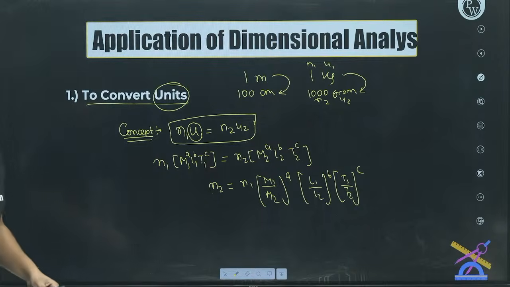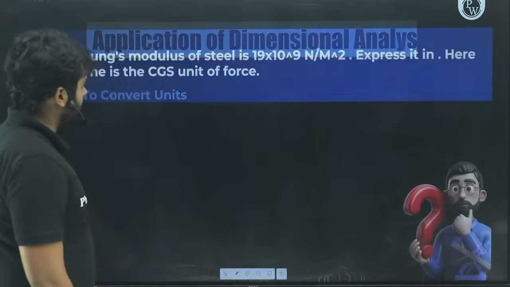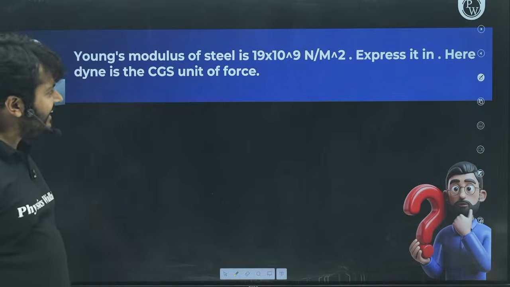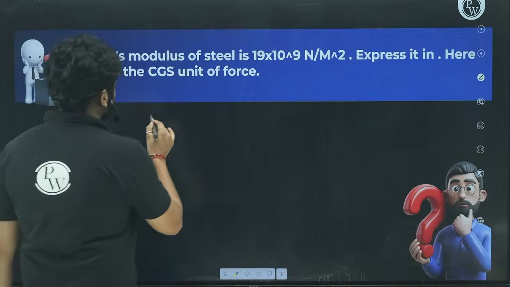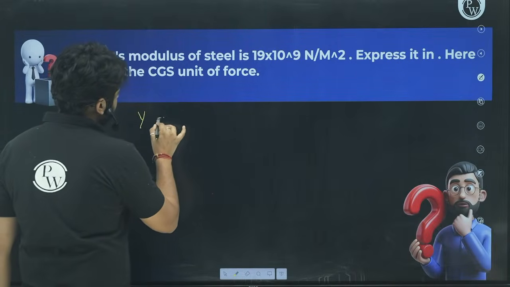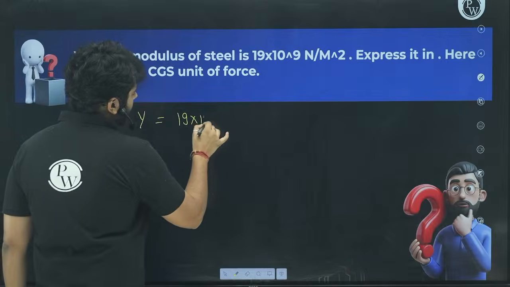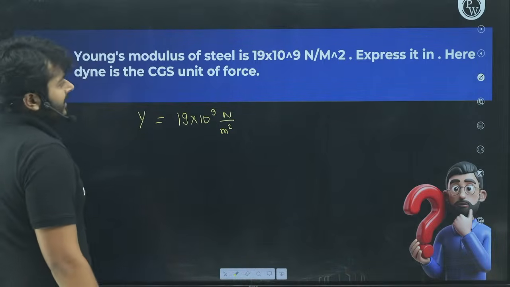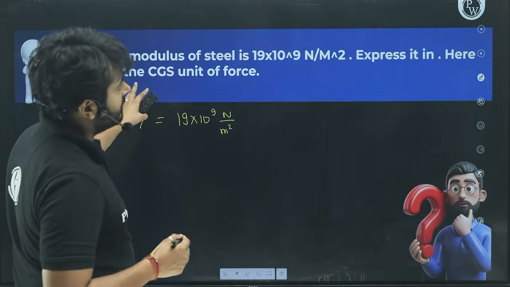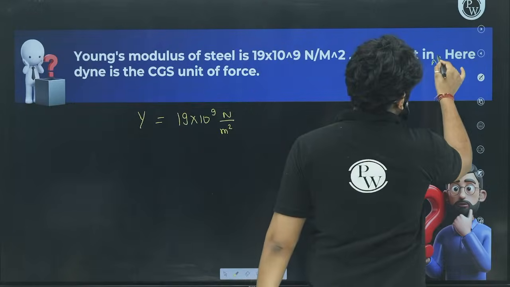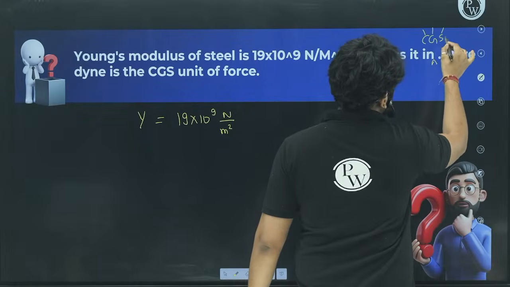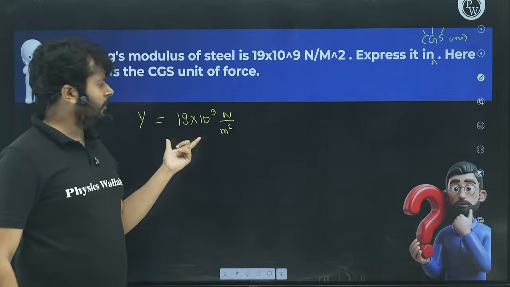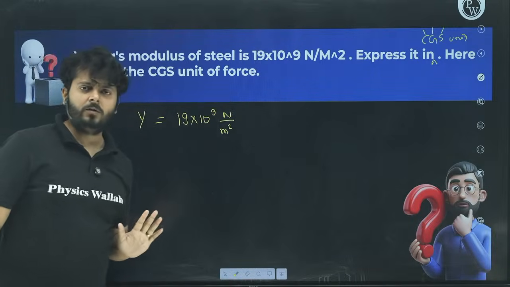All right, let's continue, right? So over here, let's try and look at a situation. Young's modulus of steel is 19 into 10 to the power 9 Newton per meter square. Express it in CGS units, centimeter gram second units. So right now, in the SI system, the value of Young's modulus of steel is 19 into 10 to the power 9 Newton per meter square, right?